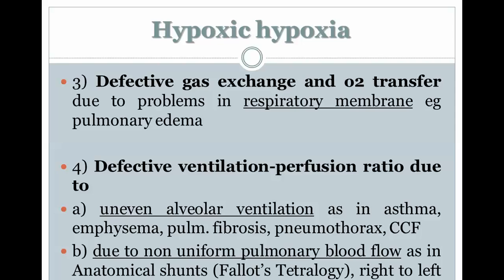Okay, it's clear? So I can differentiate between the causes by the AA gradient. It's clear?